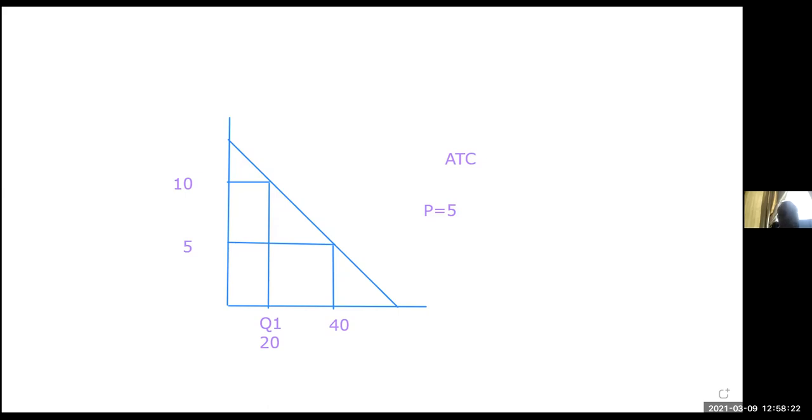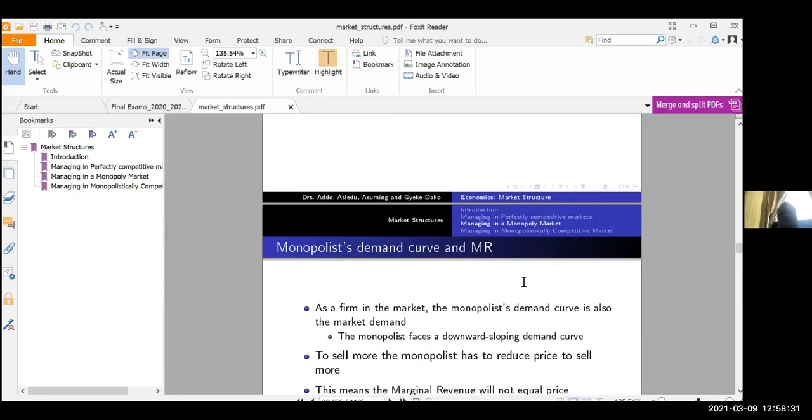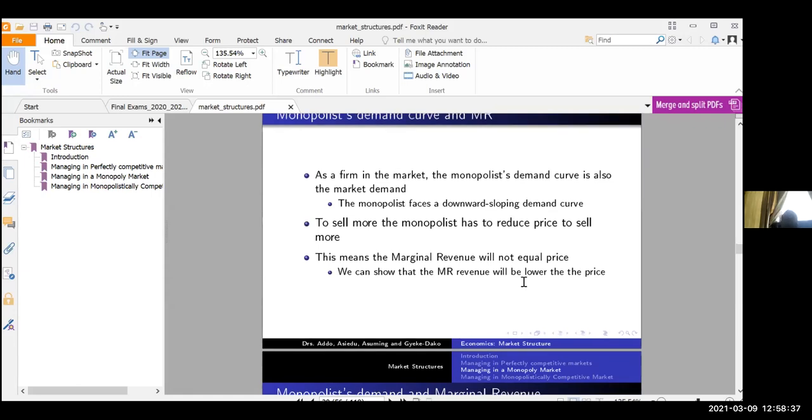So to sell more, the monopolist can reduce the price, or they don't have to do that. They can just increase the price, reduce the quantity, and still make more. This means that the additional revenue, or the marginal revenue, will not equal the price. We can show that the additional revenue will be lower than the price. The price will be higher than the additional revenue.